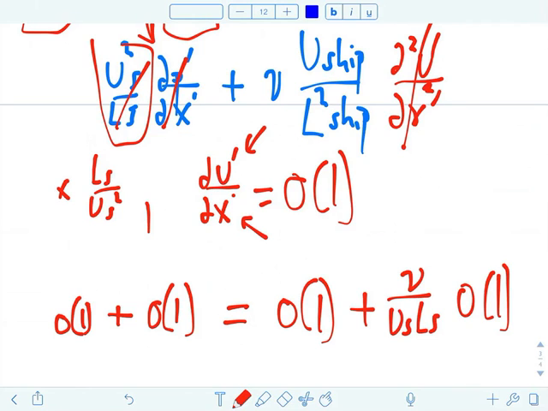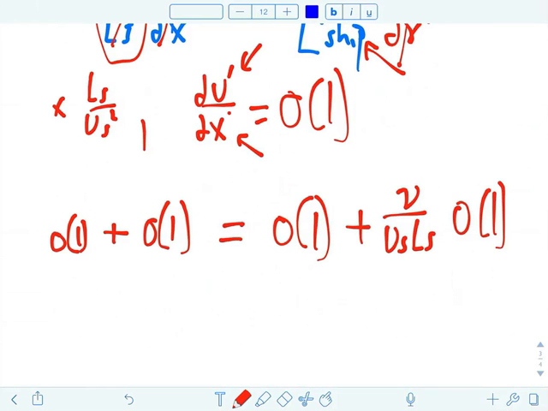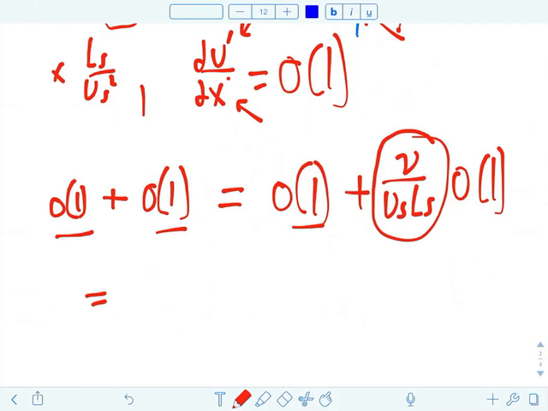Again, that was by multiplying L squared, LS over US squared times this term right here. That's what I end up with. If you look at this, these terms are all of the same size, order 1. This term has this thing out front. What is that thing? That's equal to 1 over the Reynolds number, US LS.